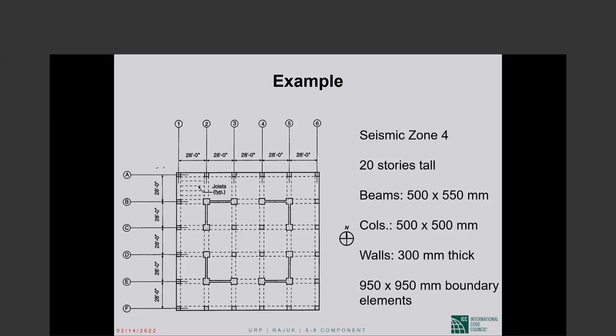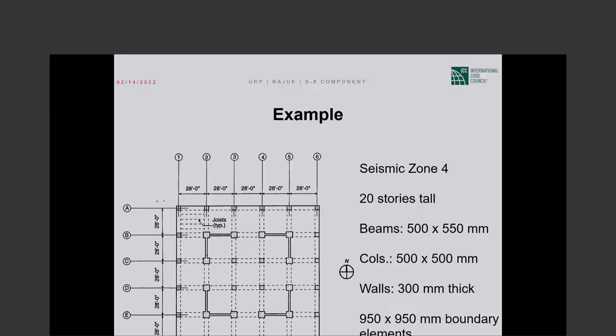If I choose a dual system that comprises intermediate moment resisting frames with special or ordinary shear walls, and the seismic design category is D, how should we detail the frames?